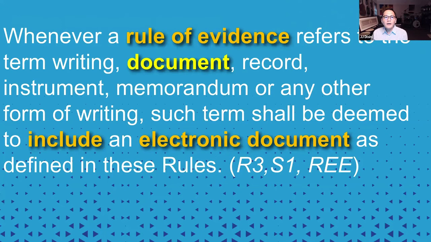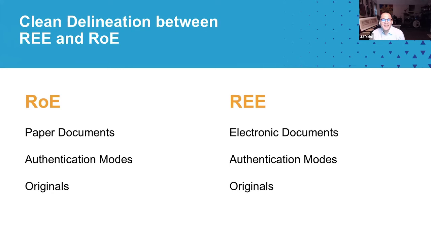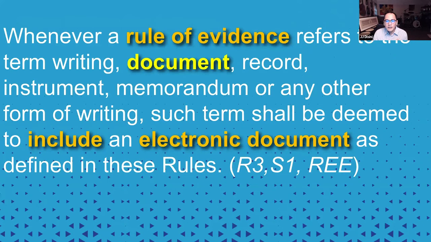Now, these are the rules that I was referring to, right? So I said there's a delineation between the rules on electronic evidence and the rules on evidence. Now there were two things that we inserted in the rules on electronic evidence. I think my son would call it an Easter egg, that tried to bridge the distance between the rules on electronic evidence and the general rules. And the first is this one. This is Section 1, Rule 3 of the Rules on Electronic Evidence.